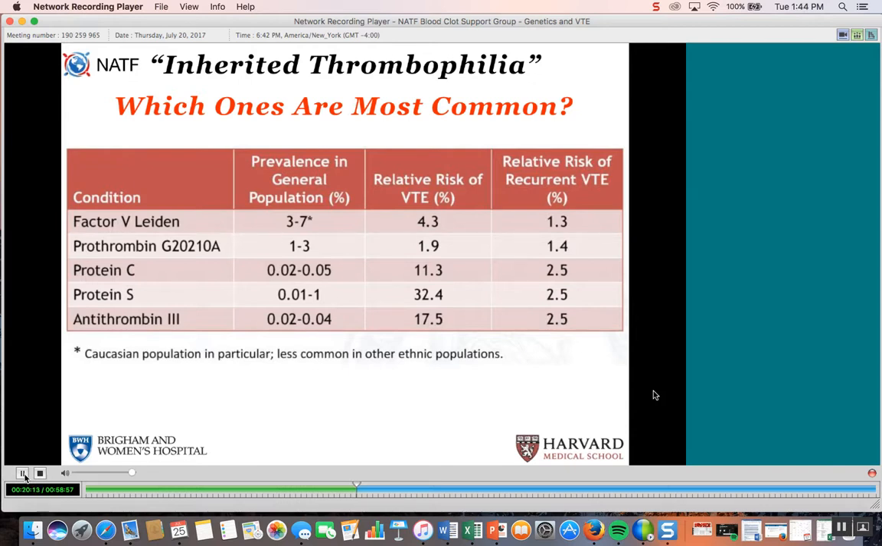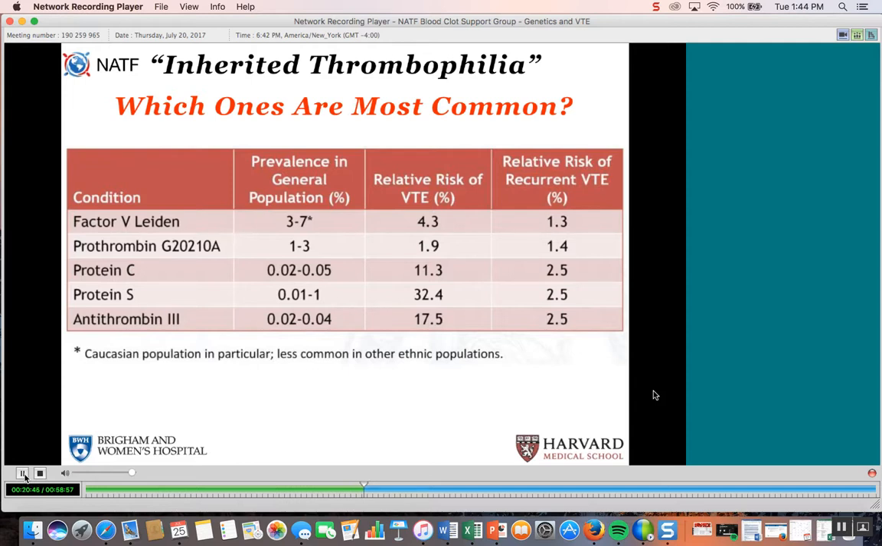Now, the second condition, this prothrombin G20210A, is less common, but still is one of the two most common. And the risk is not very high. If you have it and if you have had a clot, you have a somewhat higher risk, but it's not very, very high.